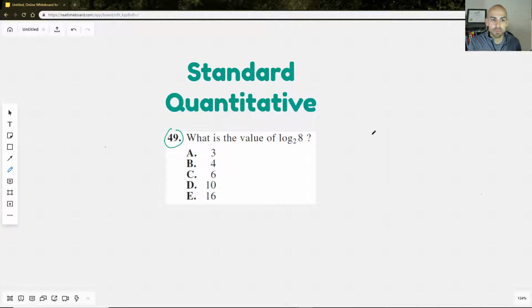So like I said before, don't let the number make you feel like, okay, this is a hard question. Understand that the ACT has their own idea of what's difficult and what's not difficult. What you're more familiar with is what's going to define what's difficult or not for you. So log 2 of 8 equals what?